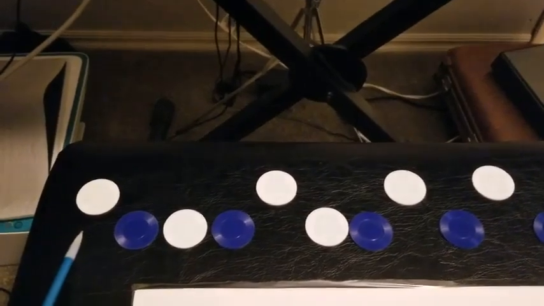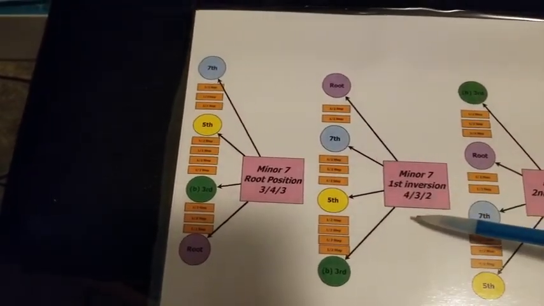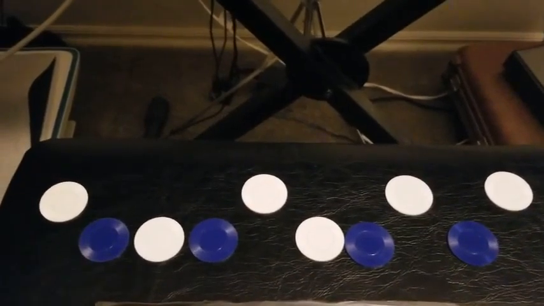And that's how that works. The 4-3-2 first inversion, A minor 7. Right? 4-3-2. So there's 4, 3, and 2.